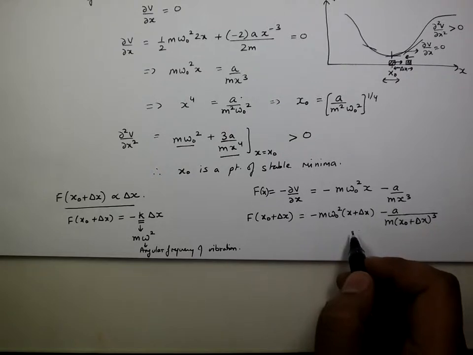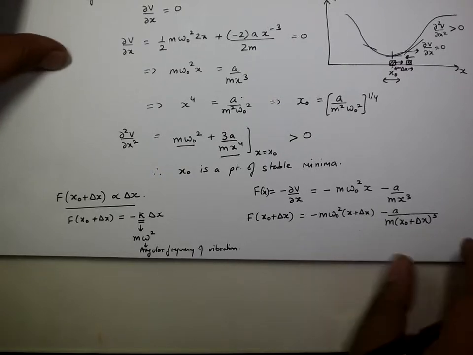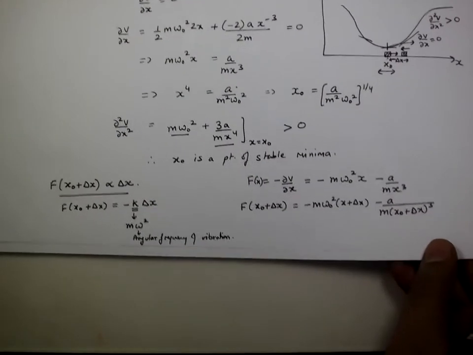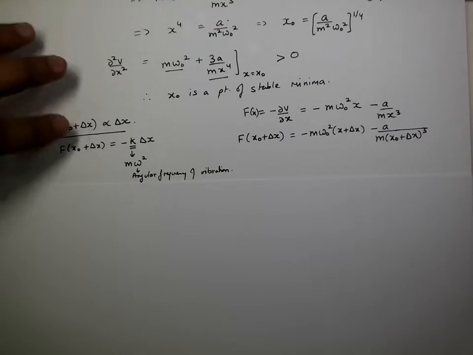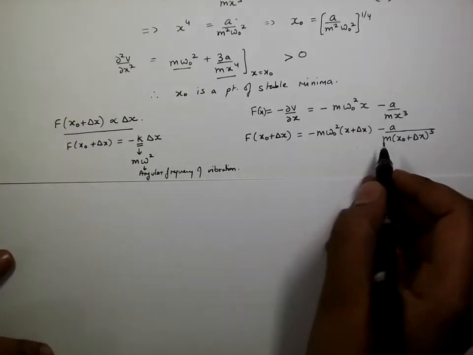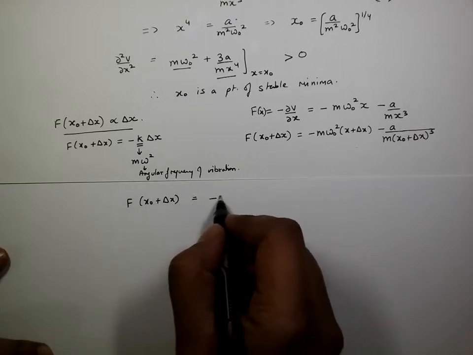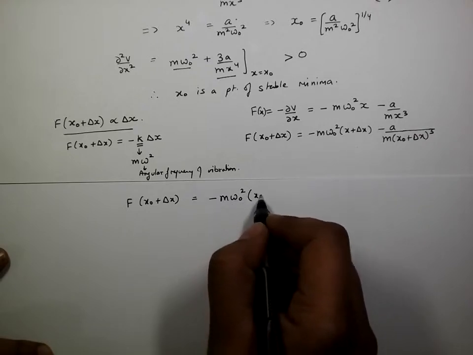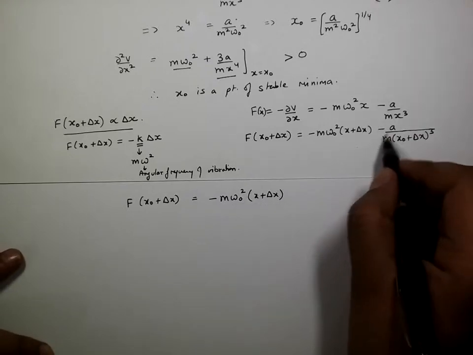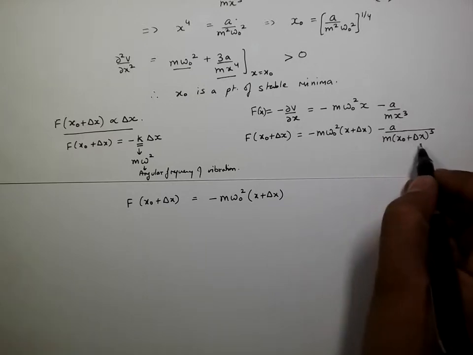So let us see now. This is the force that we have. Force at x naught plus delta x is equal to minus m omega naught square (x naught plus delta x). Now let us see what we can do. Delta x is very small in comparison to any value. So x naught is much larger than delta x. So I will take x naught outside and then use binomial expansion.